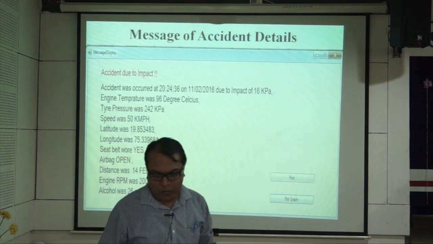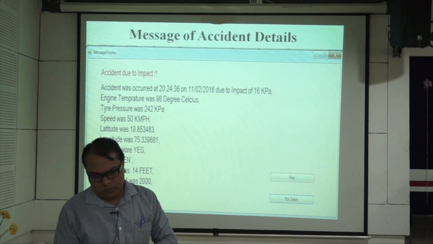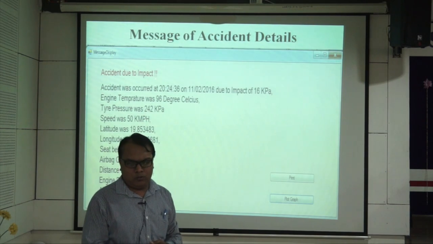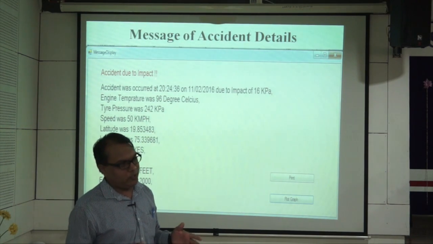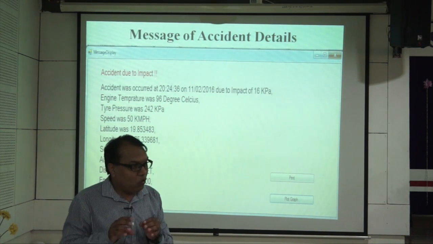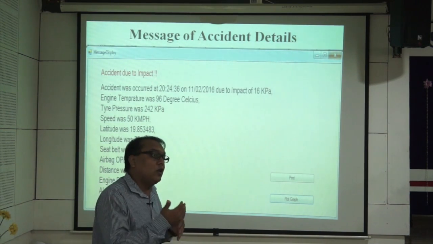This is a driver behavior model. This is also accident details. An accident happens, for example, due to an impact. Then during that impact, what is the status of the other sensors?